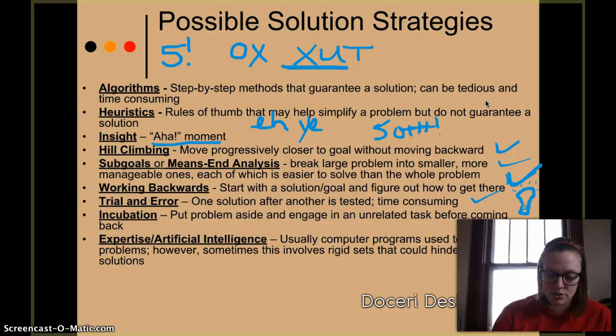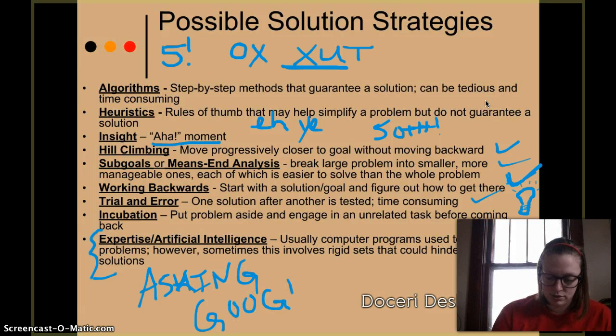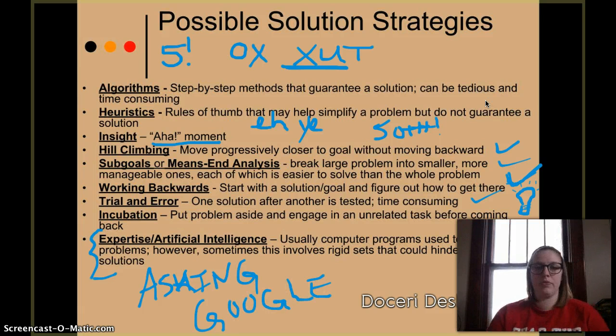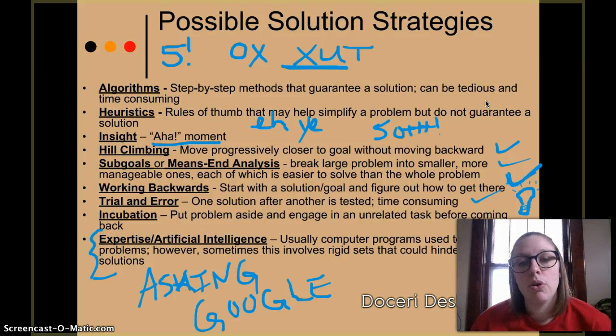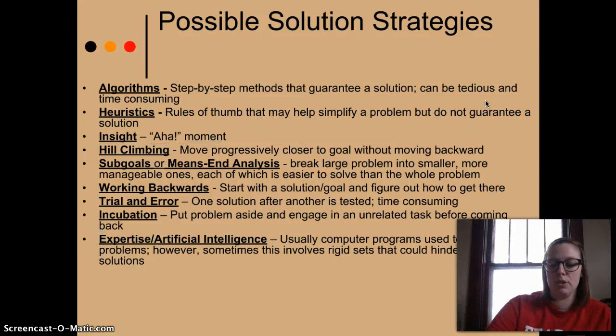And then there's expertise in artificial intelligence. This is asking Google. That's just going to a computer and asking it to do it for you. But you're also limited by the inputs, right? And you're limited by the way that the computer program solves the problem. So it may not always be the best idea.